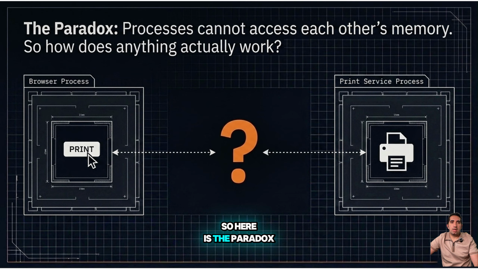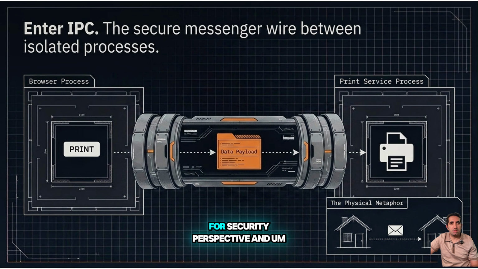So here is the paradox. If your processes are perfectly isolated, how does your computer actually do anything? This is a very important question. When you click, for example, print in the Chrome browser, Chrome doesn't own the printer. It coordinates with the print service, which talks to the driver. We need a way for these isolated islands to talk without tearing down the wall of the fortress. This is very important from a security perspective.